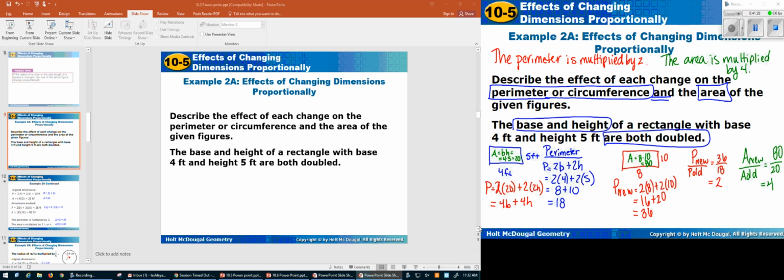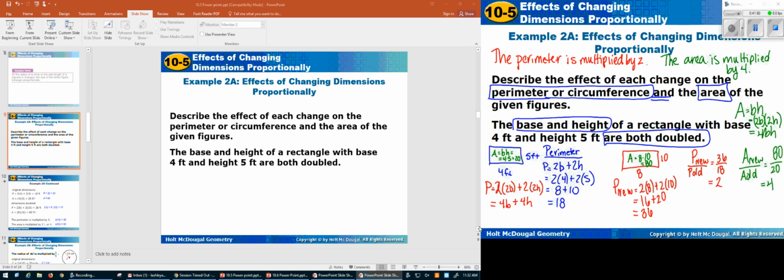Okay, could you have seen it from the formula? So again, compare the formula here. It was originally base times height. We doubled the base, so that's 2b. We doubled the height, that's 2h. And if we simplify that, that's 4bh. Do you see that it's 4 times bigger?